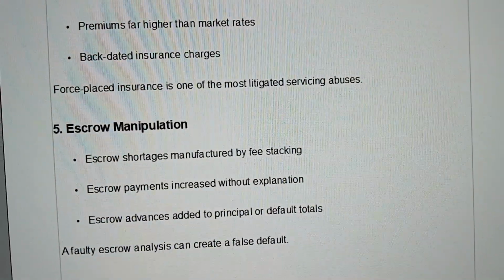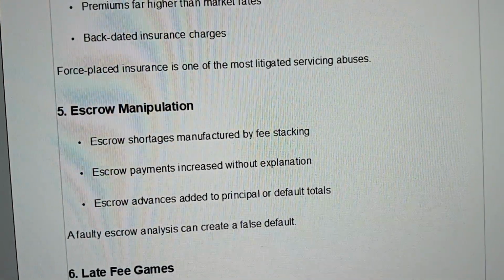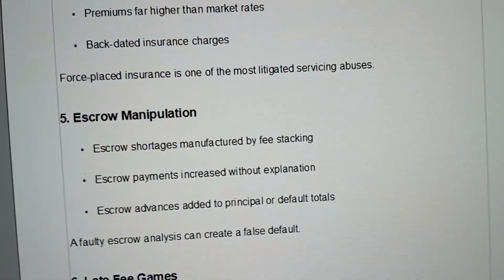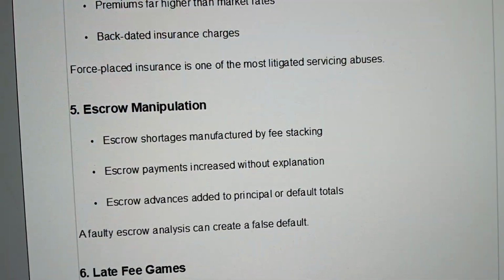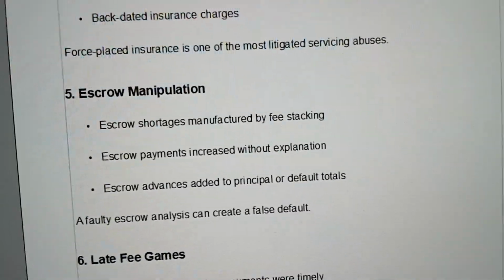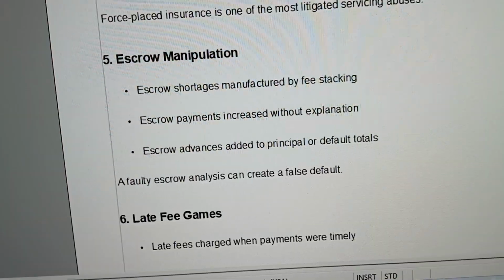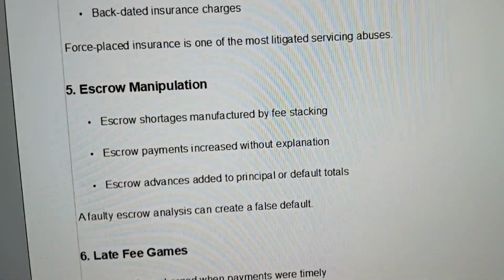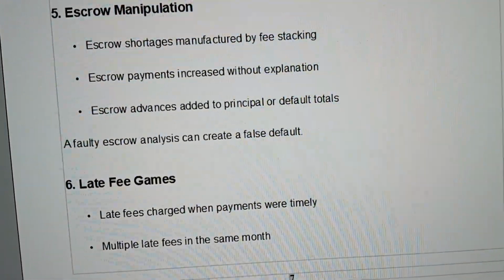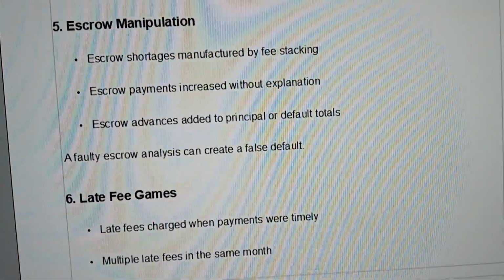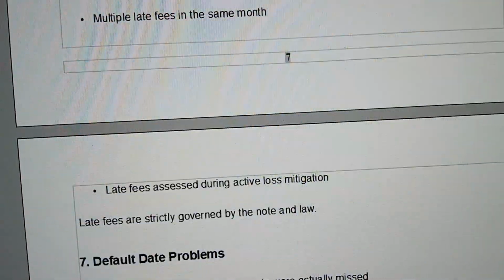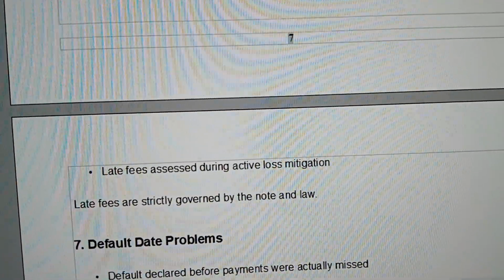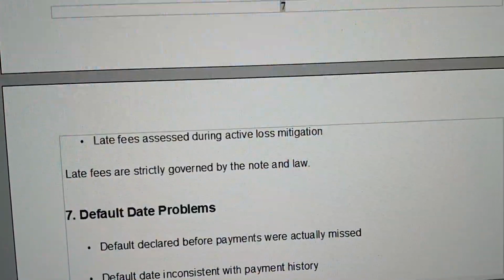Escrow manipulation is another thing: escrow shortages manufactured by fee stacking, escrow payments increased without explanation, and escrow advances added to principal or default totals. And another thing, they will take money out of your escrow account and pay something twice, causing default. I've seen that too. Late fee games: late fees charged when payments were timely, multiple late fees in the same month, and late fees assessed during active loss mitigation. Late fees are strictly governed by the note and the law.